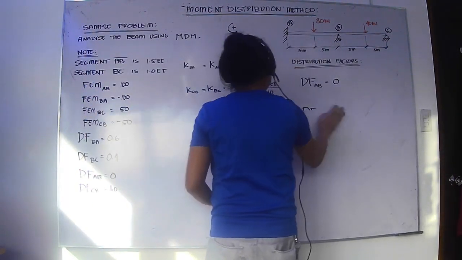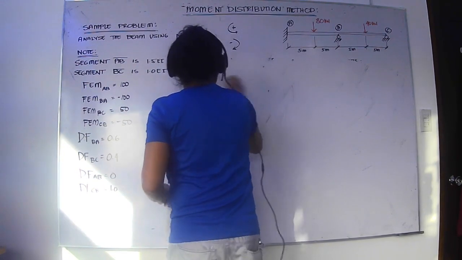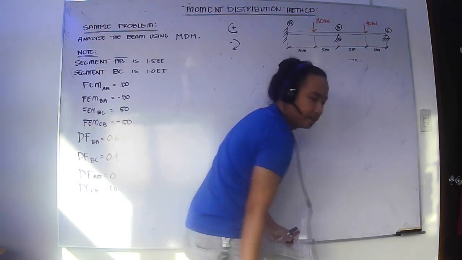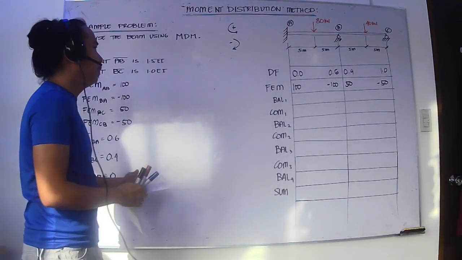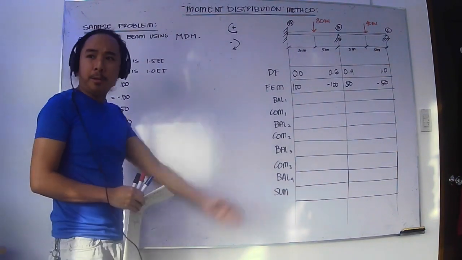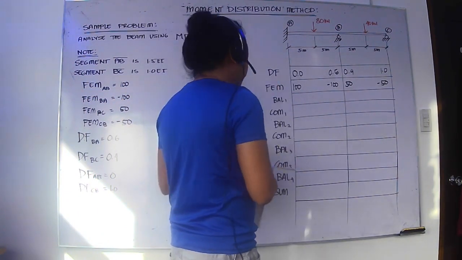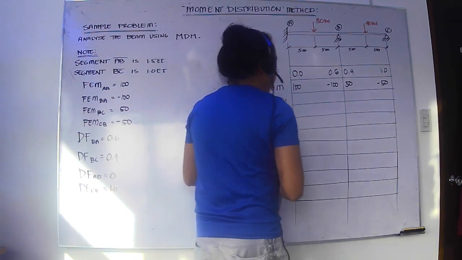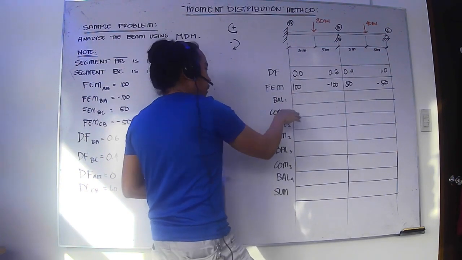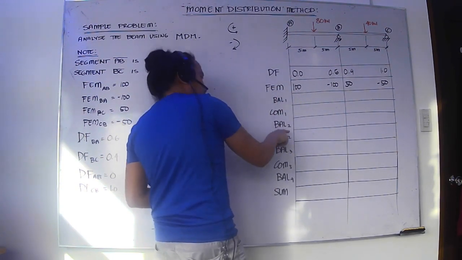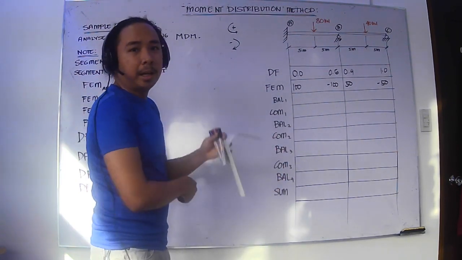Okay, so I think we're done with the distribution factors. Allow me to make some room on the board. So we already have the distribution factors and we have the FEM. We can now proceed with the MDM analysis. In this case, we have to balance this out. The cycle is balancing moment, carry over moment, then balancing, carry over, balancing, carry over, balancing.